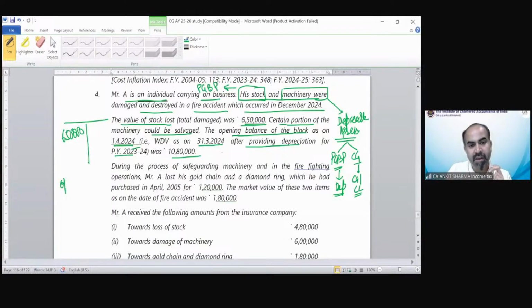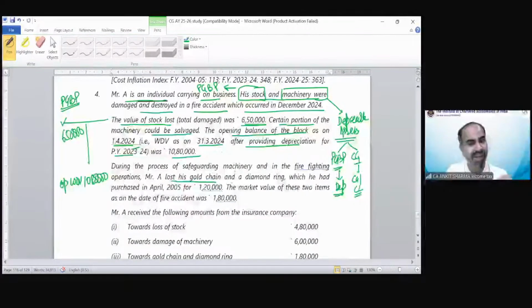Okay. So we have taken the opening WDV of the asset. It has been given as 10,80,000. That is for depreciation purposes. So till now we are considering the PGBP concept regarding that asset and stock both. For the purpose of stock, the value of lost stock we have claimed in debit. And for the purpose of depreciation, I have written the opening WDV of the asset. Now, during the process of safeguarding machinery and in the firefighting operation, Mr. A lost his gold chain also. Oh my God, disaster happened here. Fine. So he lost his gold chain also.